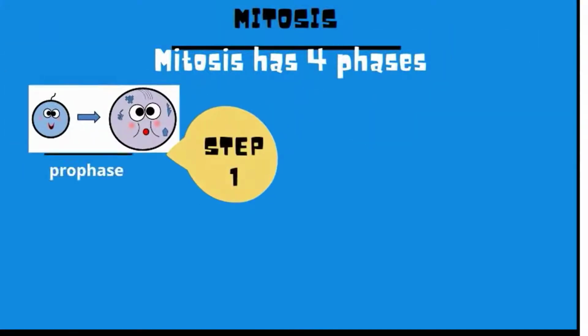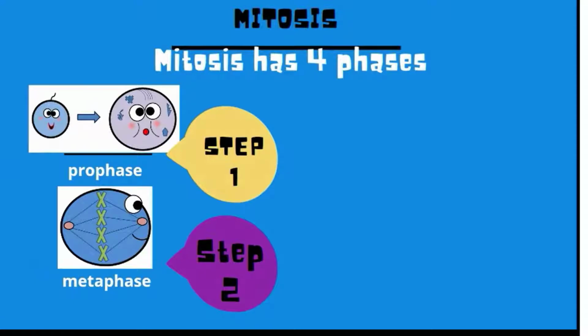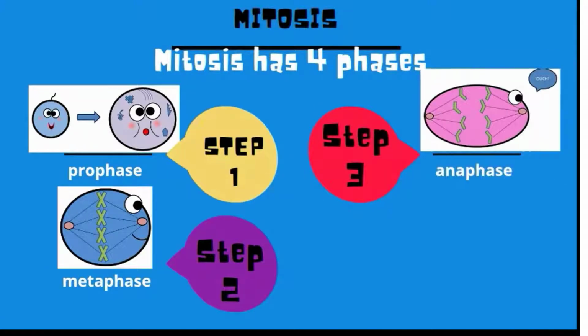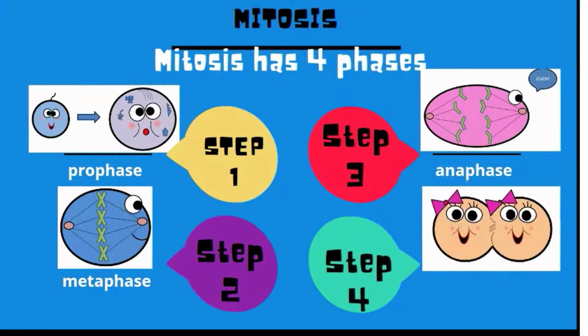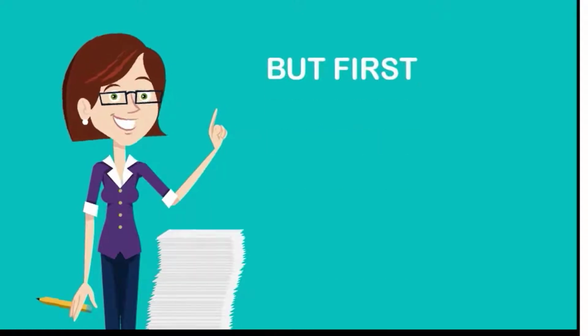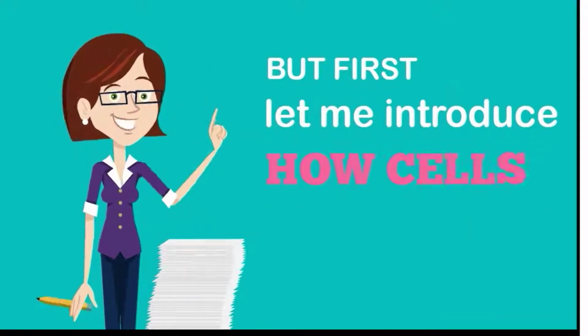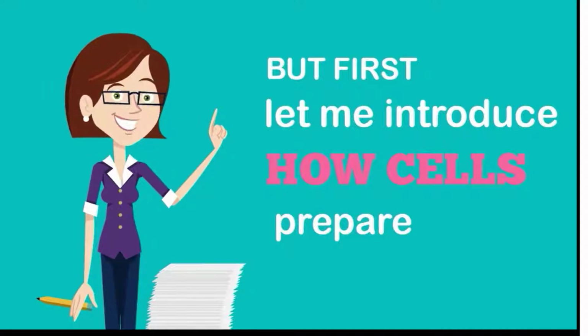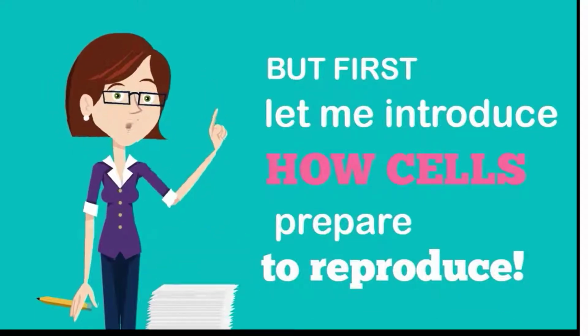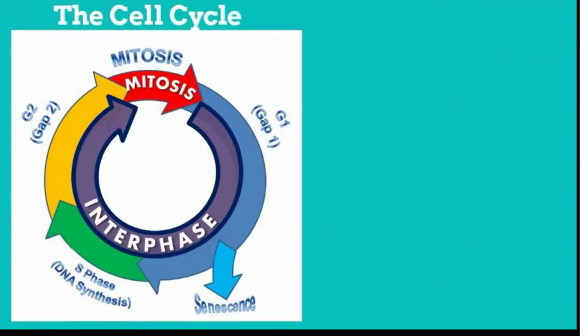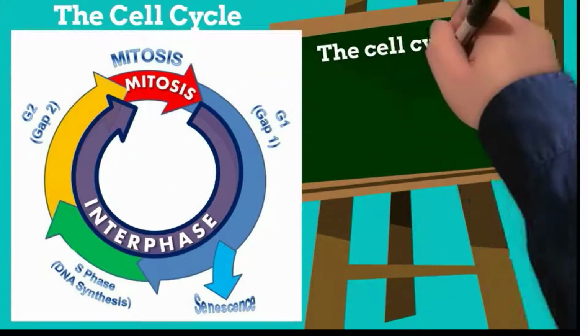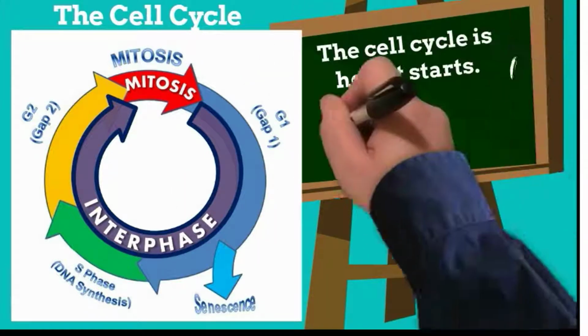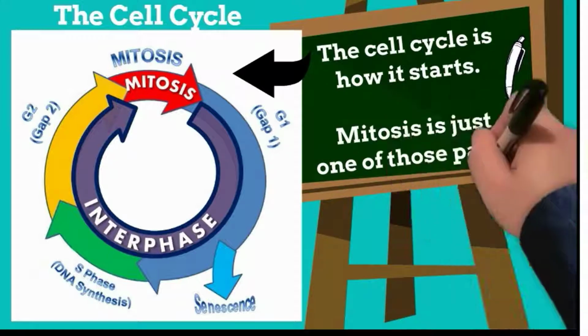Mitosis has 4 phases. Step 1 is prophase. Step 2, metaphase. Step 3, anaphase, and Step 4, telophase. But first, let me introduce how cells prepare to reproduce. The cell cycle is how it starts. Mitosis is just one of those parts.